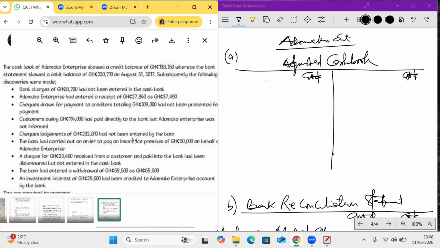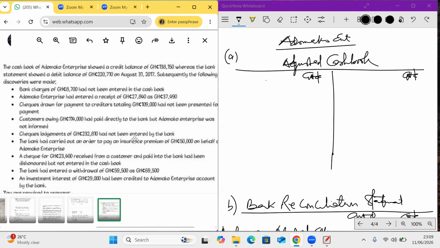So the first one is what we are supposed to get when we balance it, right? This is the third question, so you don't have to ask me that. Yes, that's what you're supposed to get. What you are saying is wrong. Read it again. The cash book of Adomanko Enterprise showed a credit balance of 138,150. Showed a credit balance.